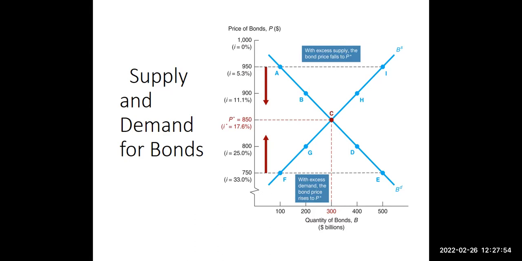And this diagram also tells you that if the interest rate is above the equilibrium, the market adjusts downward. And if the interest rate is below the equilibrium, the market adjusts upward, because the demanders bid prices up and down and suppliers bid prices up and down. All right.